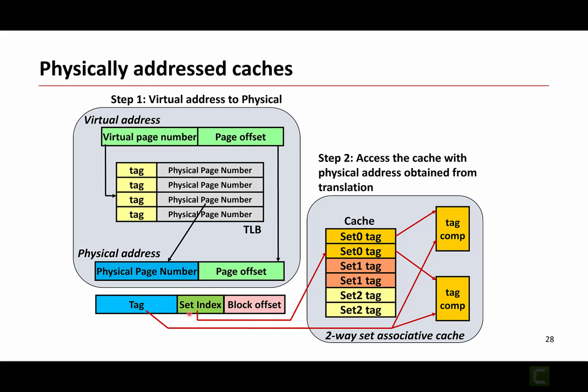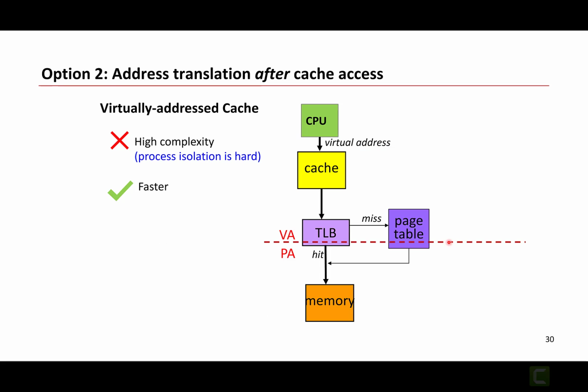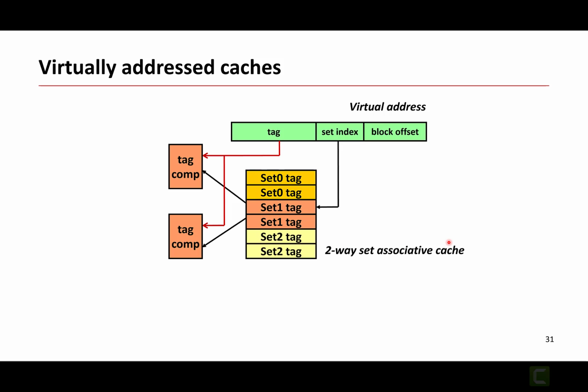So then I take these two values, go into the cache, look up the right set, and then do the tag comparison. In the case of virtually indexed cache, I don't need to do the address translation because I'm keeping track of everything in terms of the virtual address. So I take the set index and tag from the virtual address, and then I go and access the right set and then get the tags and then do the right comparison.